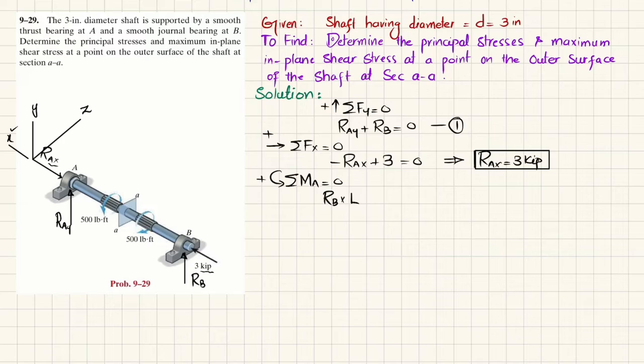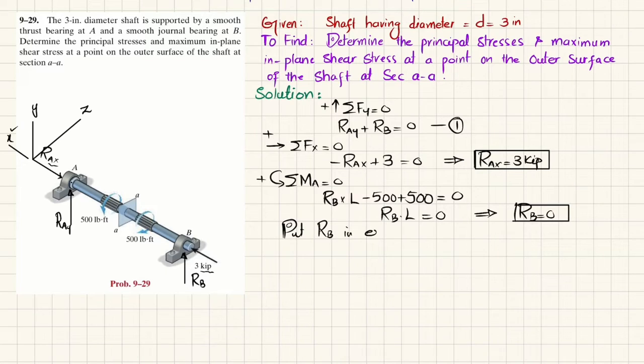Clear? And we have torques about this point A, our x-axis. So one is 500 counterclockwise, another one is clockwise. So minus 500 plus 500 will be equal to 0. So it means that RB into length is equal to 0. From here, the length cannot be 0, so it means that RB is equal to 0. Now you have RB equal to 0. So put RB in equation number 1, and you will get RAY is also equal to 0.